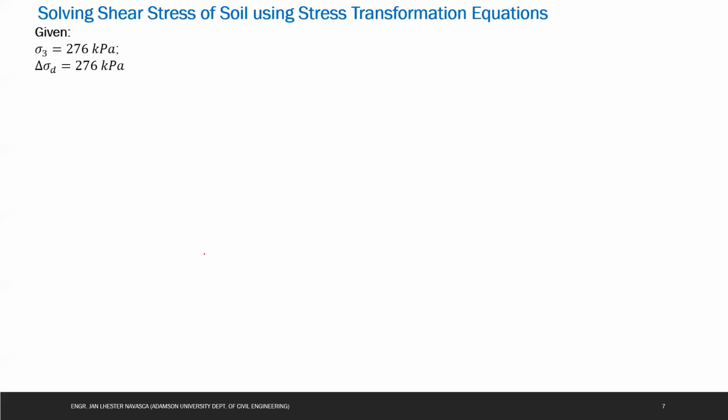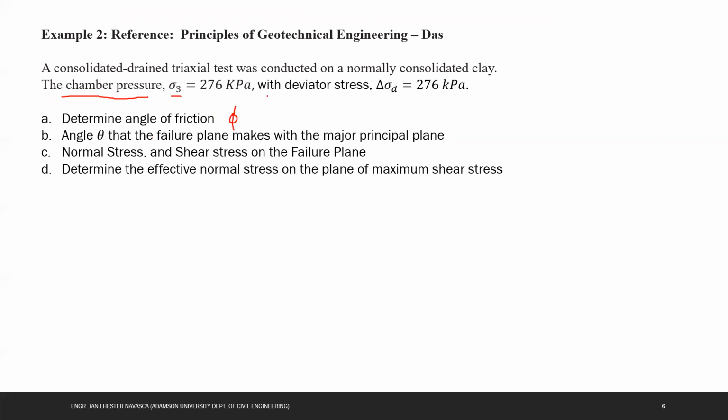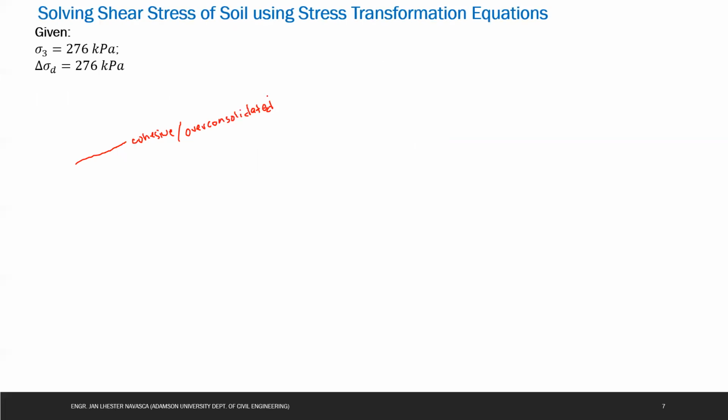Okay, so we have this solution again using the stress transformation equations. We have the given data: the minor principal stress, or the chamber pressure, is 276 kPa, and the deviator stress is 276 kPa. Sorry, your problem is a normally consolidated soil. So therefore, your value of C is equal to 0.